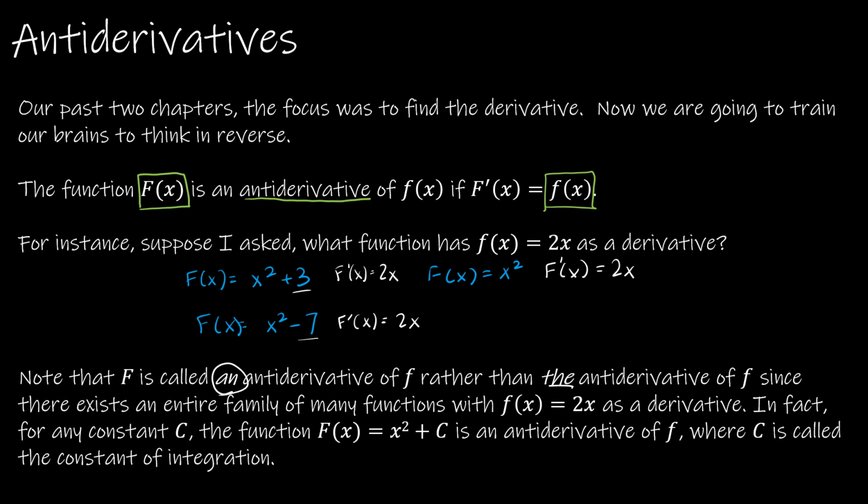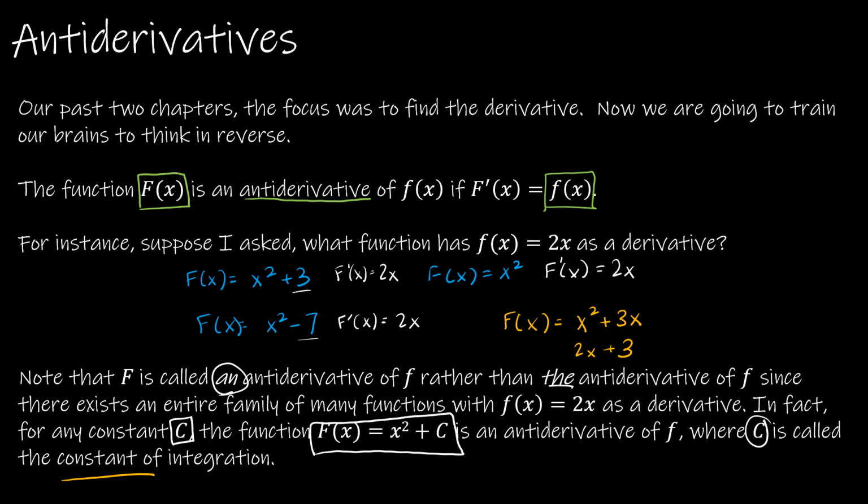In general, what we do is use a constant. We'll say that x squared plus C is an antiderivative of f, where C is called the constant of integration, and C can be any constant. Notice, I cannot say that F of x was x squared plus 3x, because if I took the derivative of that, I would get 2x plus 3. So you do have to be careful. This is a constant of integration, meaning we don't have any variables.